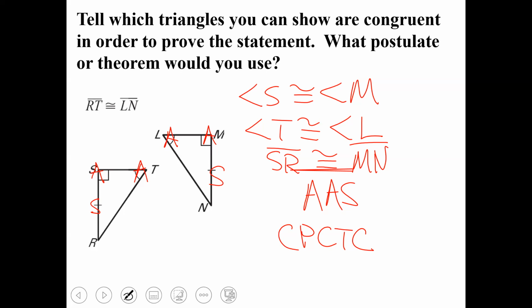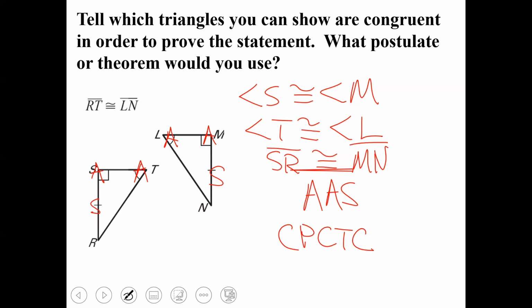Because it's asking us to prove that side RT is congruent to LN. We're not proving that the two triangles. Okay, let me re-explain this, try to explain this a different way, okay? Yesterday, we just worked on proving two triangles congruent. That's it. We were trying to prove whether triangle ABC was congruent to triangle DEF. Okay, that's it. We were just trying to prove two triangles were congruent.